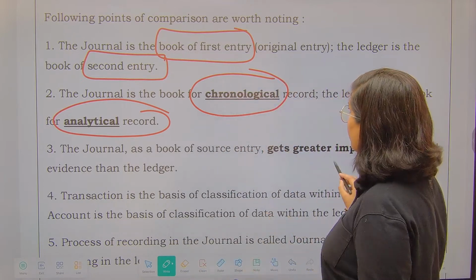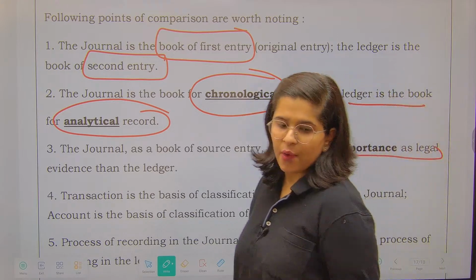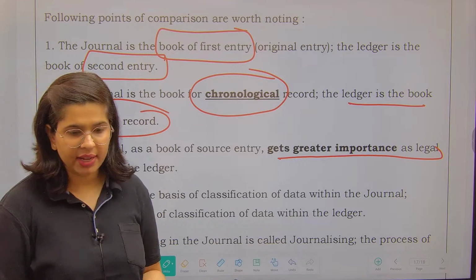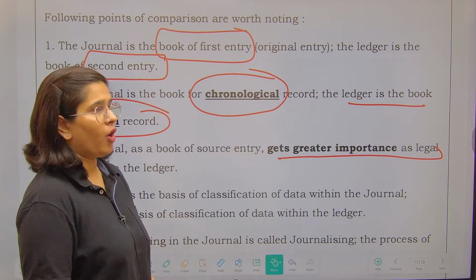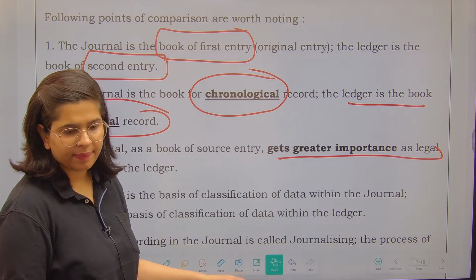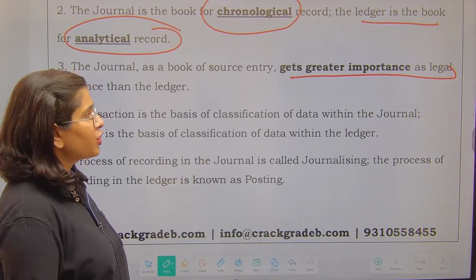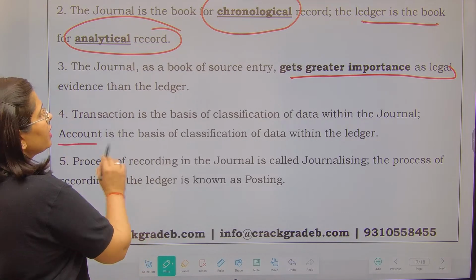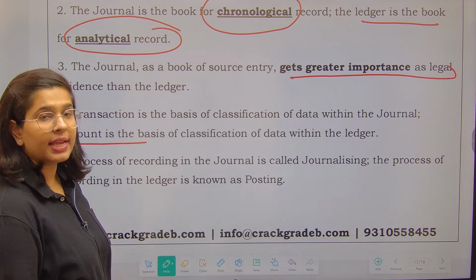Journal, as a book of source entry, gets greater importance as evidence. Whenever in auditing or any kind of mechanism we need evidence, the journal is given more importance than the ledger. Obviously, because the journal is the principal book of entry. Next, transactions are the basis of classification of data within the journal, and account is the basis of classification within the ledger.